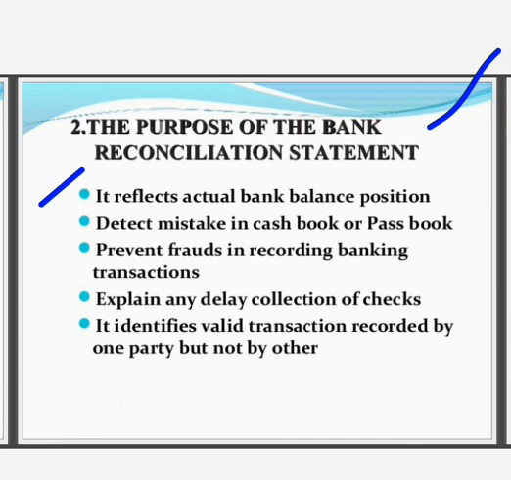Now, the purpose of bank reconciliation statement. First, it shows the actual bank balance position, detects mistakes in the cash book or passbook, prevents frauds in recording banking transactions, and explains any delay in the collection of checks. It identifies valid transactions recorded by one party but not by the other. So there are many reasons by which our cash book is not matched with the passbook. So what do we do in bank reconciliation statement? In bank reconciliation statement, we match the balance of our cash book with the bank statement.